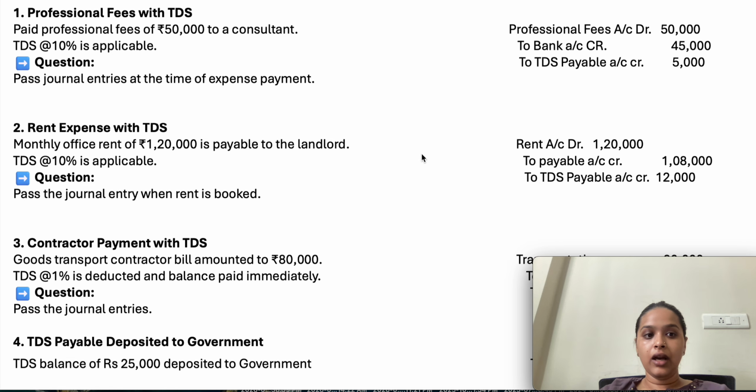Okay. Office rent of 1,20,000 is payable to the landlord. So what will be the journal entry? Rent account debit to landlord payable 1,20,000, right? But here we have to deduct TDS of 10%. It means 12,000 we have to pay to the government on behalf of the landlord. So 12,000 will reduce the landlord payment here. So what will be the amount payable towards the landlord? 1,08,000, and the rest, 12,000, towards the government as TDS payable.